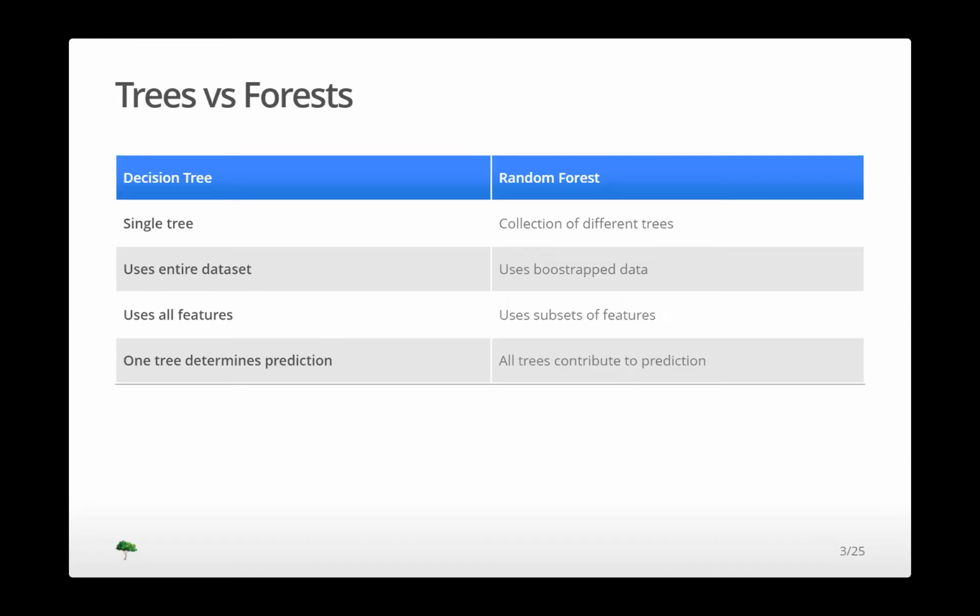And then finally, one major difference is that all trees contribute to the prediction as opposed to just having one tree. So this can lead to a more stable model than one tree, where all you have is one data set and everything rests on that one data set to make a prediction. With a random forest, you include some of that variance and variability in the prediction.